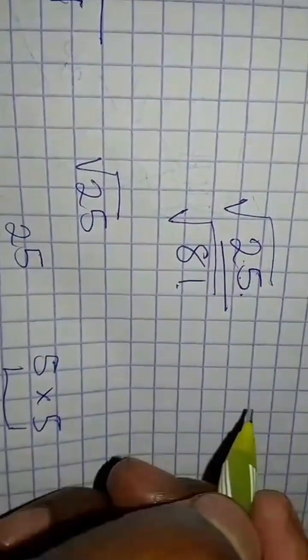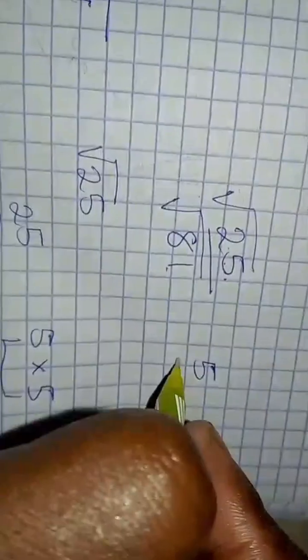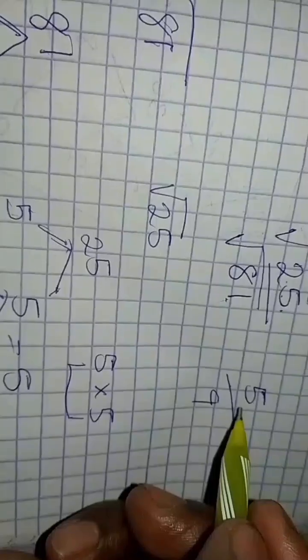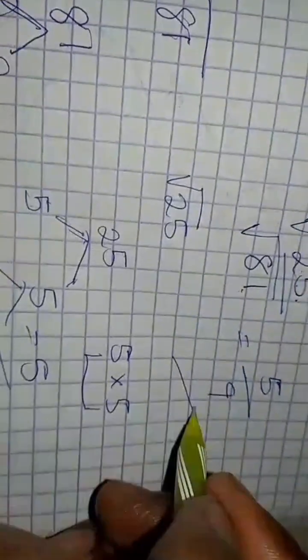So the answer becomes 5 over the square root of 81, which is 9. So it becomes 5 over 9. So that is our answer.